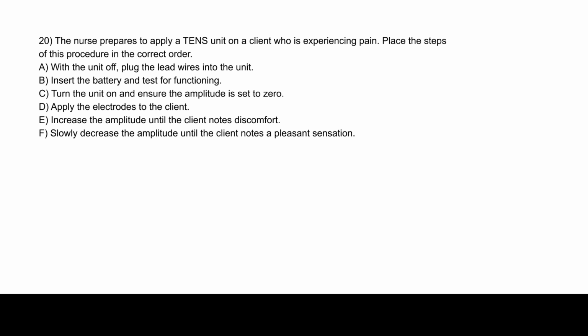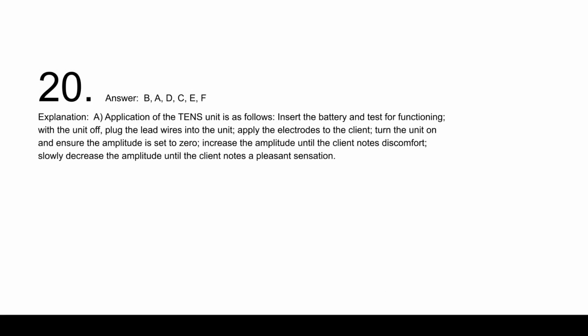And the correct answer is B, A, D, C, E, and F. Application of the TENS unit is as follows. Insert the battery and test for functioning. With the unit off, plug the lead wires into the unit. Apply the electrodes to the client. Turn the unit on and ensure the amplitude is set to 0. Increase the amplitude until the client notes discomfort. Slowly decrease the amplitude until the client notes a pleasant sensation.